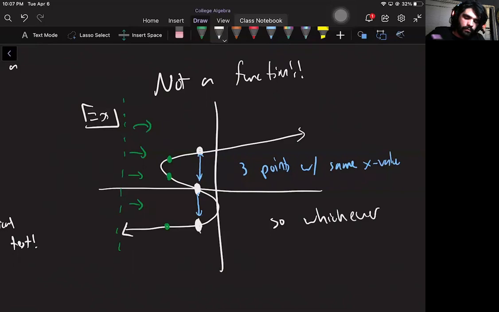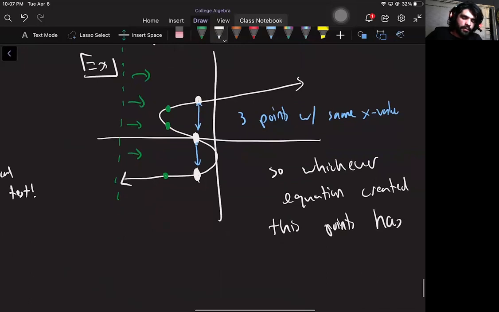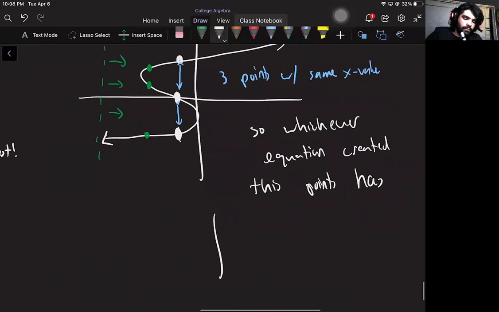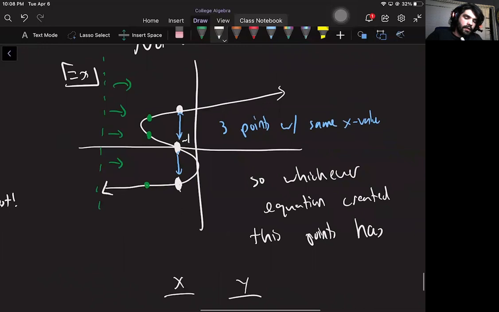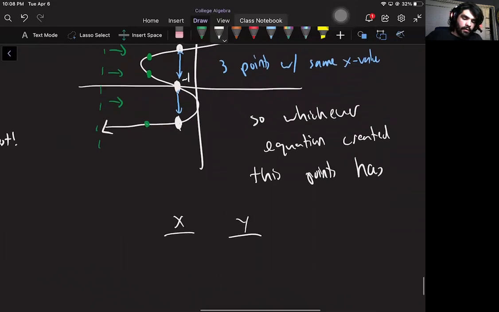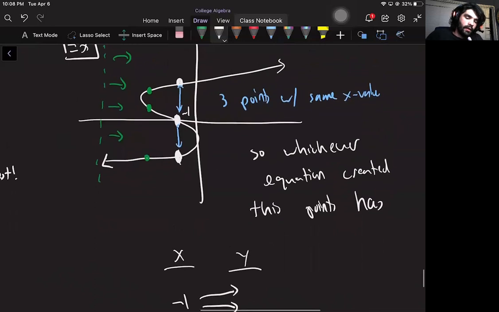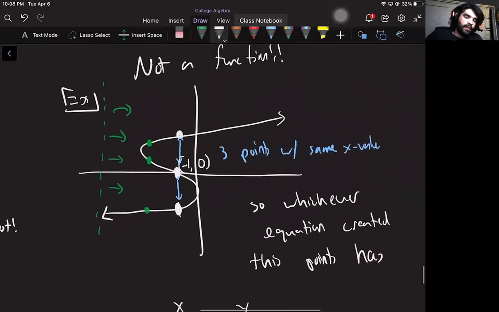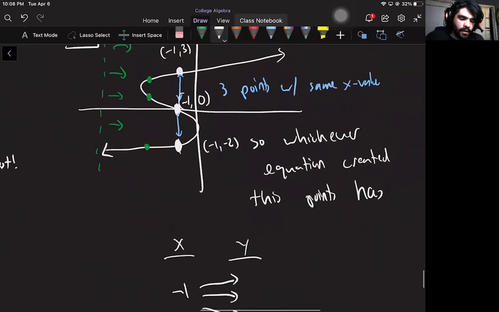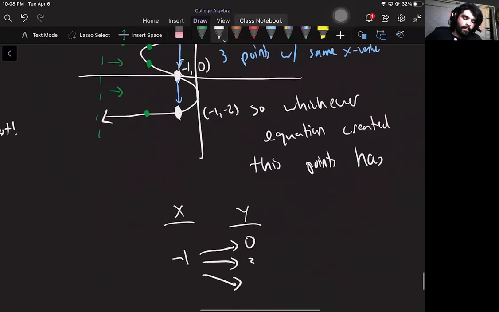whichever equation created these points has the situation where there are repeated x values. So we can just pretend, let's say this is like x equals -1 there. So here we have -1 being assigned to 3 different things. So that would be like (-1, 0), because there's no y value. This might be like (-1, 3), and this might be like (-1, -2). So this is saying that -1 is getting turned into 0, 3, and -2.